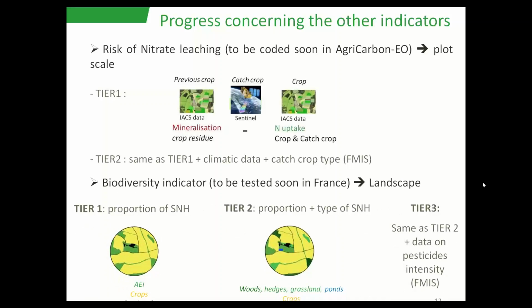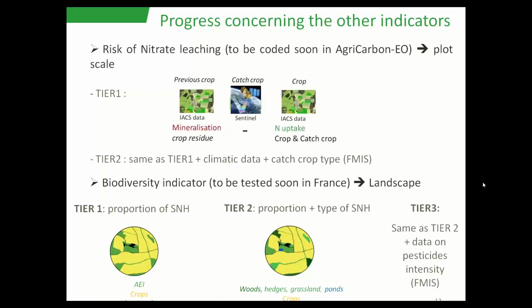And last, concerning the biodiversity indicator that will be tested very soon now in France, it is an indicator that is applied at landscape level. In the tier 1 approach, the idea is to estimate the proportion of semi-natural habitats around the farm and to compare the surface with crops and artificial surfaces of the farming system together with what is present in the landscape around it. So it's some kind of comparative analysis between the farm and the landscape.